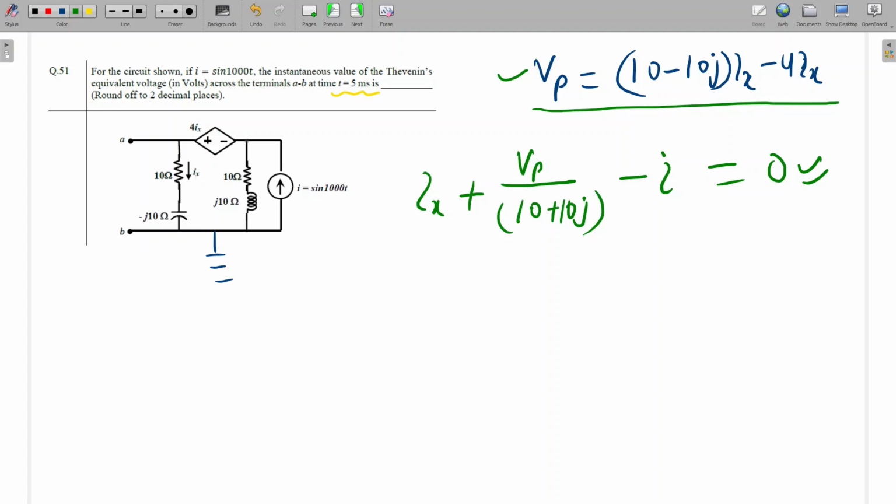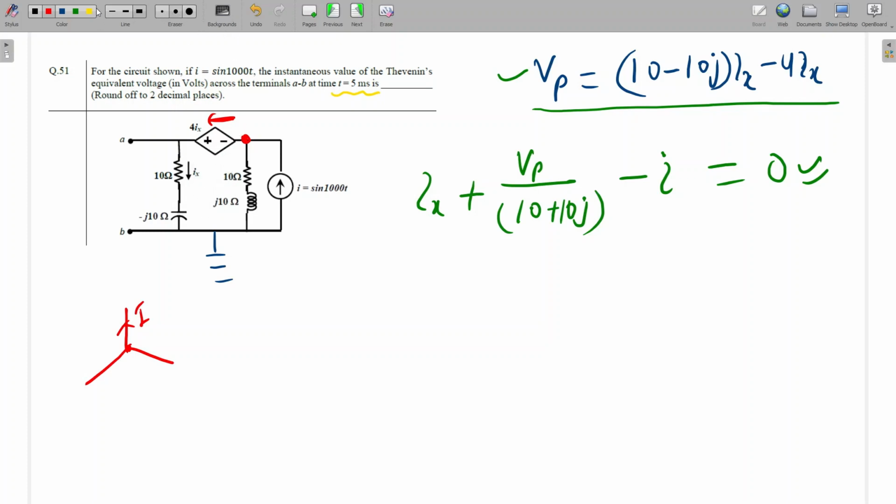See, I'm thinking about what convention I am following. According to me, the KCL definition will make it easier for you. KCL is the summation of all outgoing current from a node should be equal to 0. This I am applying. At this node, since this is open circuit, this Ix will flow this way. Is it clear? This side current will be Ix.